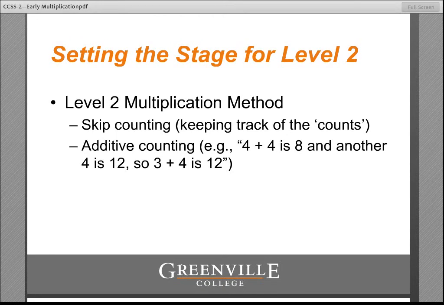So what system could I use? I might use my fingers, and I know what 7 looks like on my fingers, so I could skip count by 2s until I get to the 7th finger. But I have to have some system of keeping track, and that will be one of the issues that your students will have to resolve.